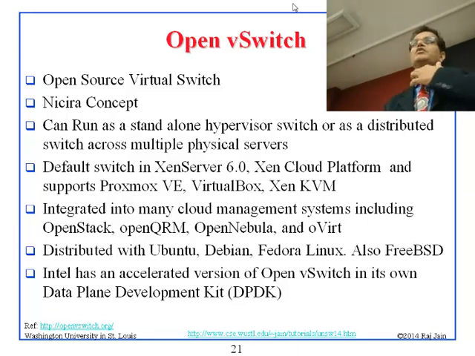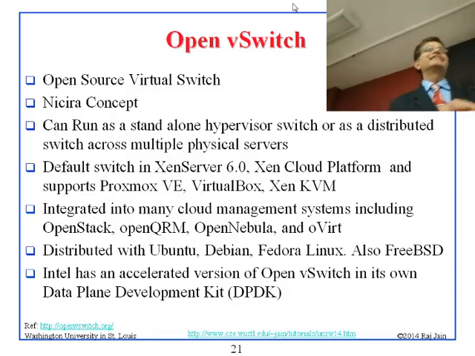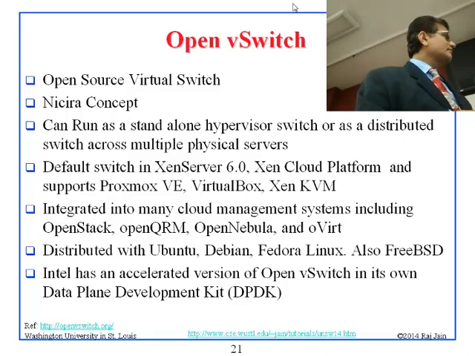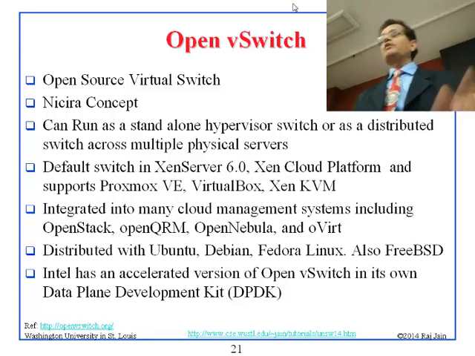All right, we use it. And if nothing else, you can buy a $25 Raspberry Pi, $35 maybe. I don't know how much it is here. And you can put this in that, and you've got an OpenFlow switch. So you can very easily experiment with this. It is distributed with Ubuntu, Debian, and everything. Intel has a version of it as well. So that is the switch you want, right?